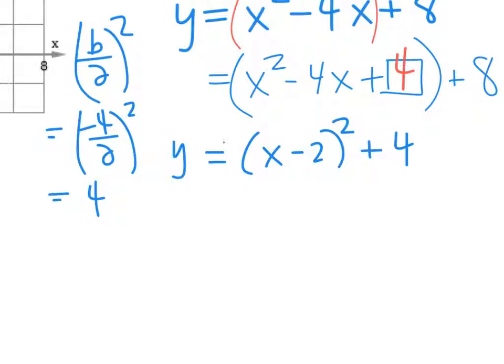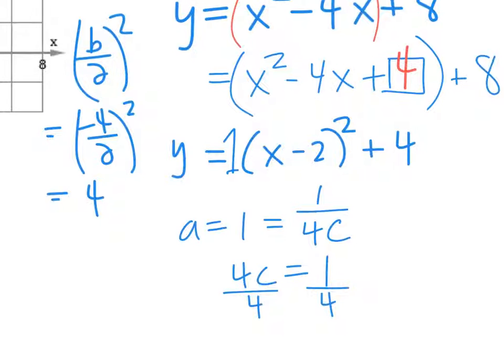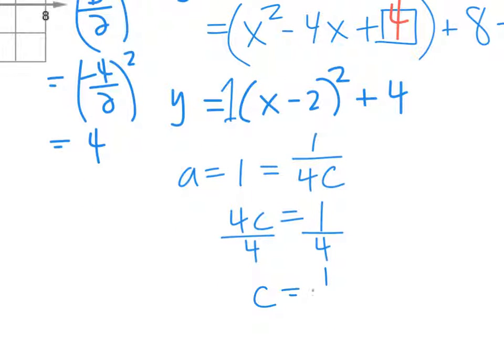What number is A? 1. Very good. There's an invisible 1 there, right? So A is equal to 1. A is also equal to, previous page, 1 over 4C. We're going to have to do some cross multiplying. So 4C is equal to 1. Please don't do this in your head. Just write it all out. So C is equal to 1/4.